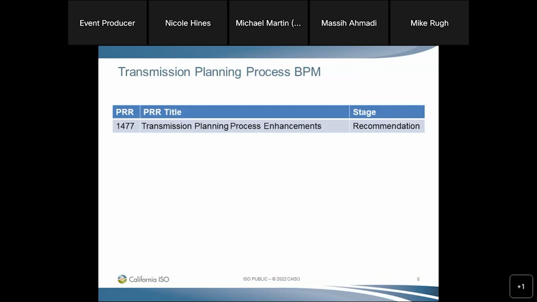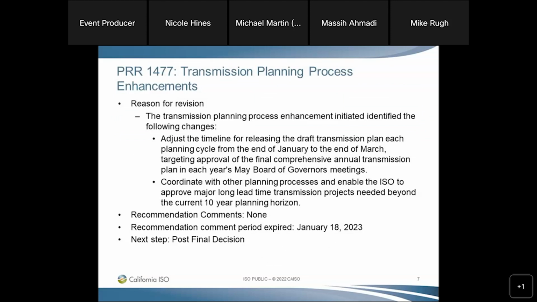The first BPM we're going to talk about today is transmission planning process. PRR 1477 is for transmission planning process enhancements. The reason for this revision is to initiate the identified following changes. We adjusted the timeline for releasing the draft transmission plan with planning cycles at the end of January to March, and the target approval for the final comprehensive annual transmission plan for each year in May's Board of Governors meeting. It's also to coordinate with other planning processes and enable the ISO to approve major long lead line transmission projects needed beyond the 10-year planning zone.